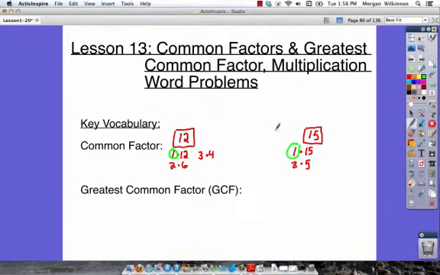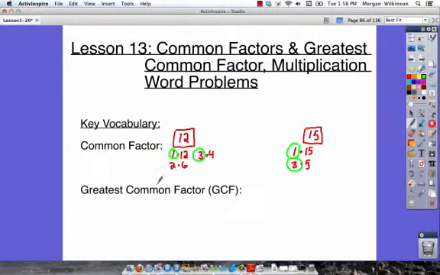If we look, 15 doesn't have a 12 as a factor. Well, 12 also has a 3 as a factor, and 15 has a 3 as a factor. So our common factors between 12 and 15 would be 1 and 3. Using this type of definition where we have an example is a very good way to define a common factor.